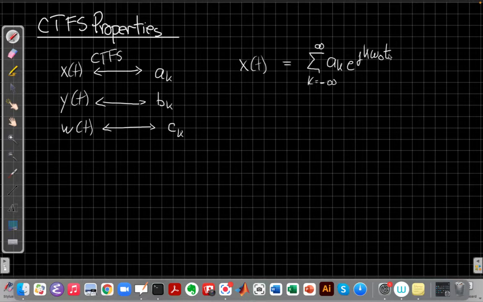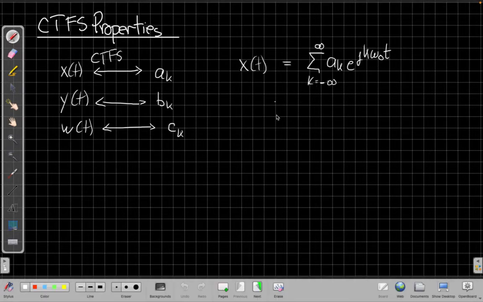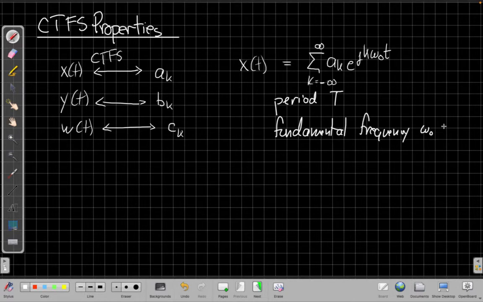Or more conceptually, we're saying that x of t is a periodic signal with some period capital T that we can write as a weighted sum of exponentials where the frequencies are harmonically related. Right? So we're going to assume that all of these signals have the same period T. That's important. They all have the same period, so they all have the same fundamental frequency too. Right, and that omega naught is 2 pi over T.